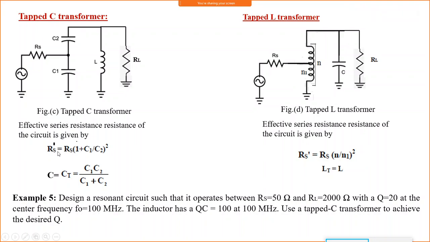Overall resistance now changes, the input resistance, or it looks like the source resistance increased. See what value it increases to: it is equal to RS dash, given by this equation. This is RS, the previous initial value, but it increases by this factor. By doing this, you can increase the value of RS by this factor.